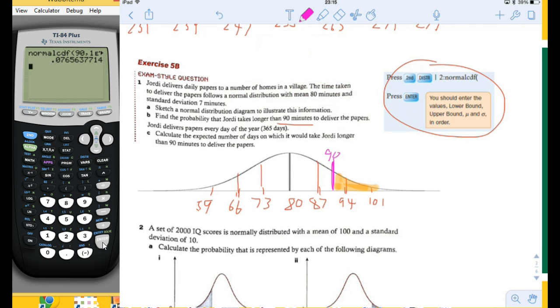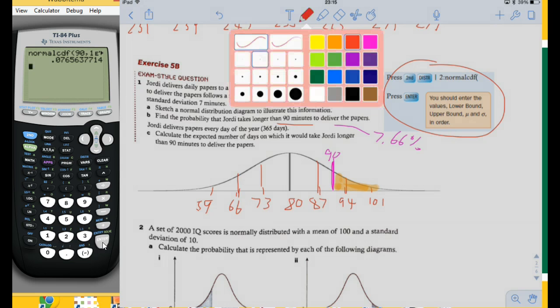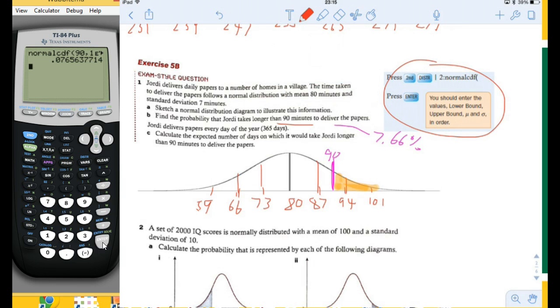Okay, and that would be 7.66%. Okay. Remember that to find the percentage from here, you would multiply it times 100. That's why we got 7.66%.